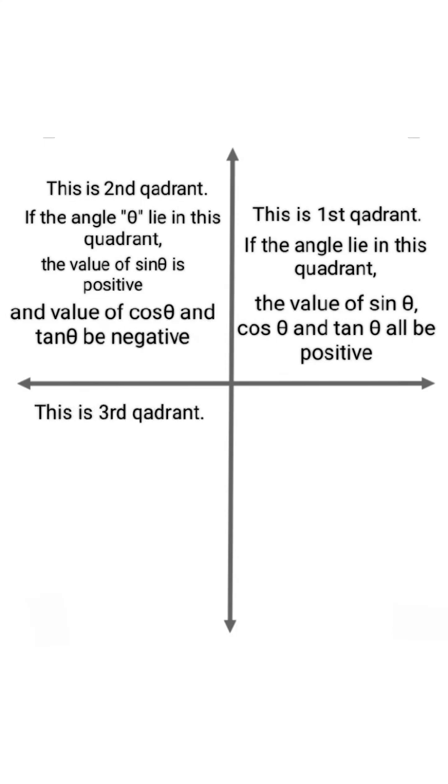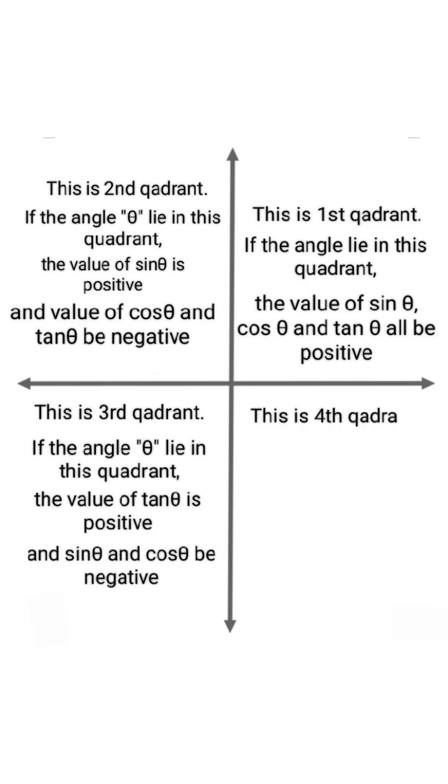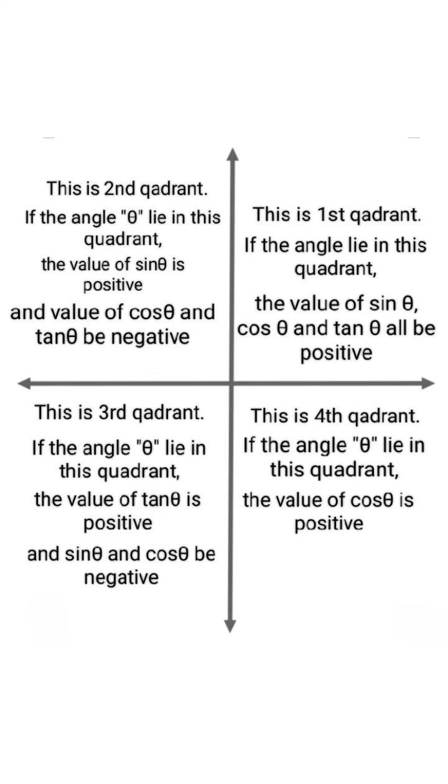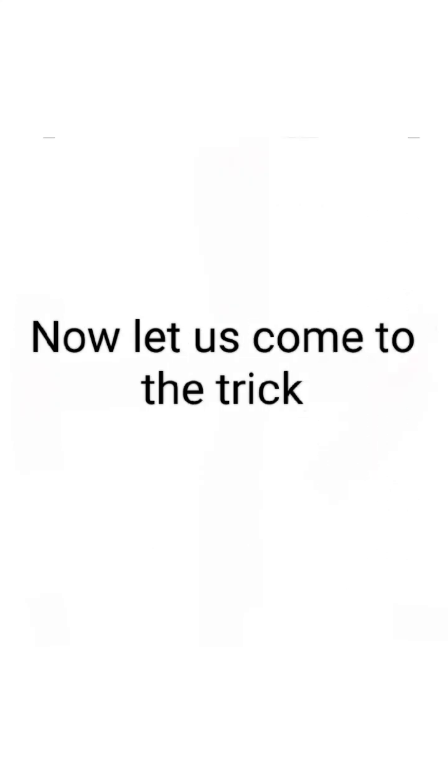This is third quadrant. If the angle theta lies in this quadrant, the value of tan theta is positive and sin theta and cos theta are negative. And this is fourth quadrant. If the angle theta lies in this quadrant, the value of cos theta is positive and tan theta and sin theta are negative. Now let us come to the trick.